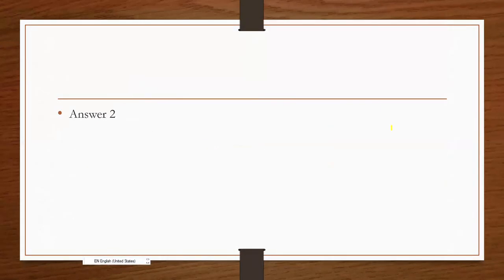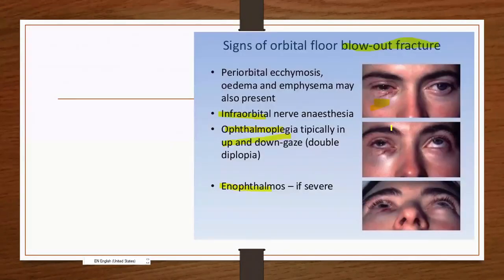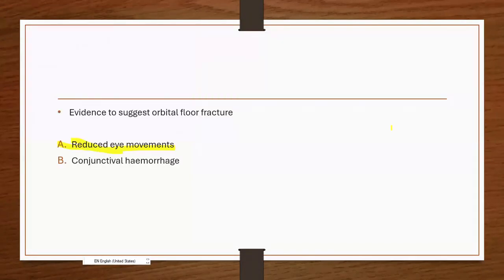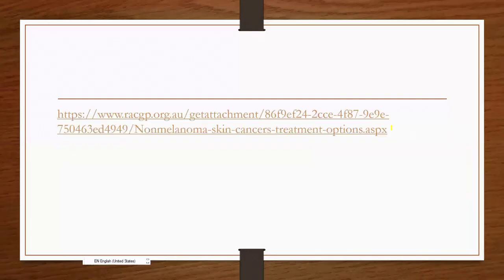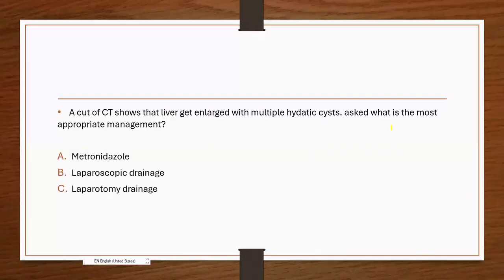And there was a question to tell the answer for the orbital fracture. The answer is reduced eye movements or ophthalmoplegia. Okay, let's do one. I think we have time. We can do this question as well.